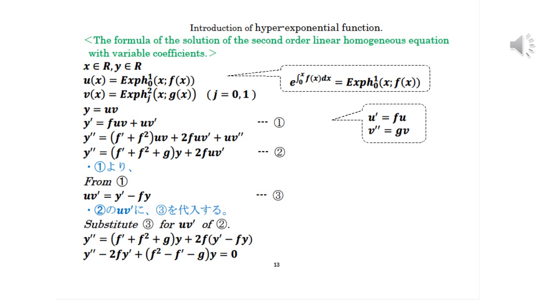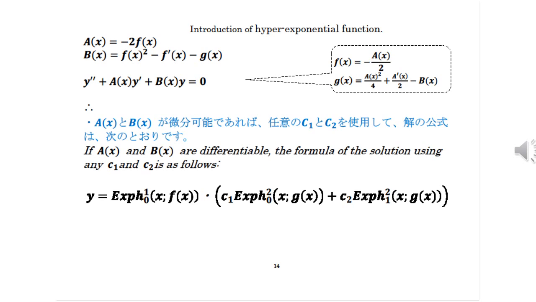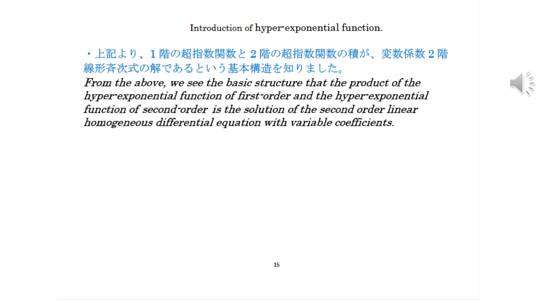The formula of the solution of the second-order linear homogeneous equation with variable coefficients. If a(x) and b(x) are differentiable, the formula of the solution using any C1 and C2 is as follows. From the above, we see the basic structure that the product of the hyper-exponential function of first order and the hyper-exponential function of second order is the solution of the second-order linear homogeneous differential equation with variable coefficients.